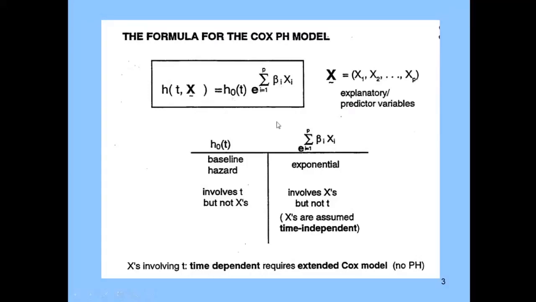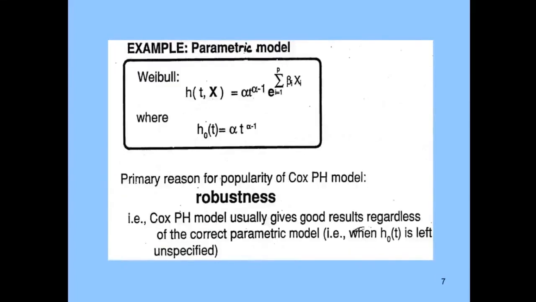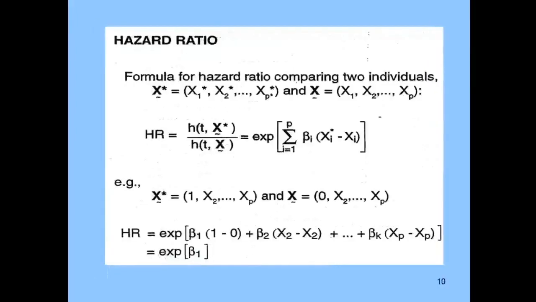expression like this for person X, and H naught of t doesn't depend upon X, and you're dividing one thing by another with the same H naught t in the numerator and denominator, they're going to cancel out. So you never have to have H naught t in the expression for the hazard ratio. So that's why the hazard ratio is written like this.